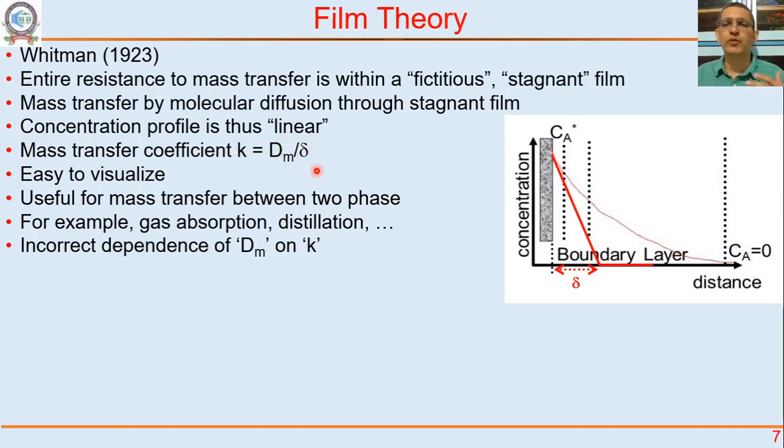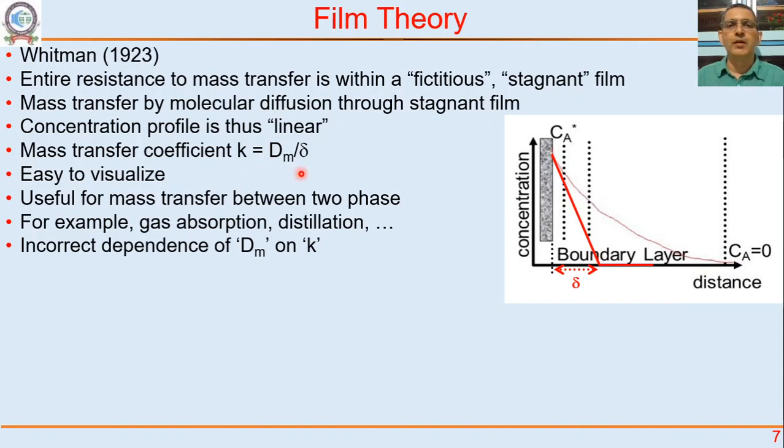It's useful because it's easy to visualize, and we use this when there are two films. For example, in gas-liquid mass transfer, gas absorption or distillation, we have a liquid side mass transfer resistance and a gas side mass transfer resistance. To help you visualize, we use this film theory, and then we just use the mass transfer coefficient. We don't actually use the thickness delta anywhere. We just say that mass transfer coefficient multiplied by the concentration difference is the net flux.